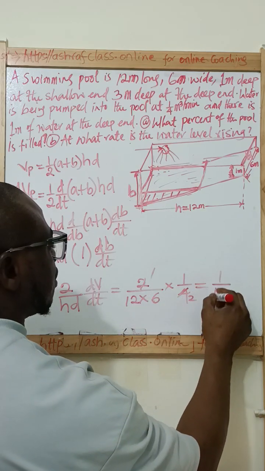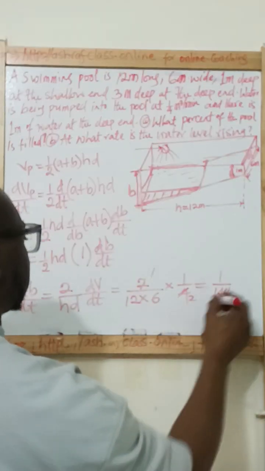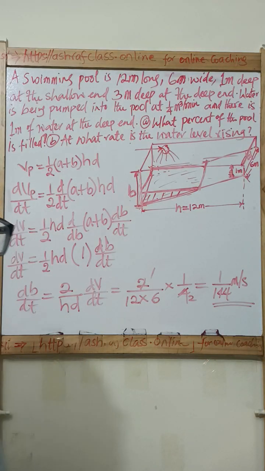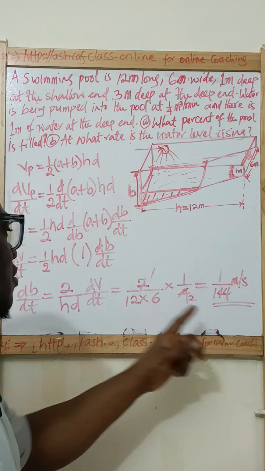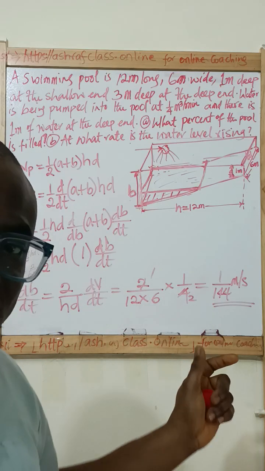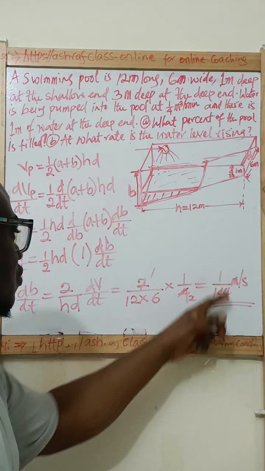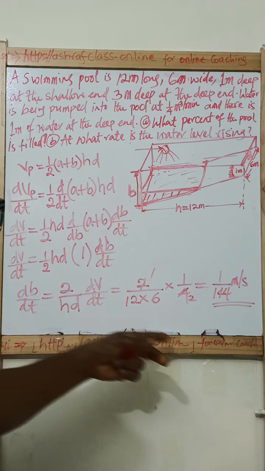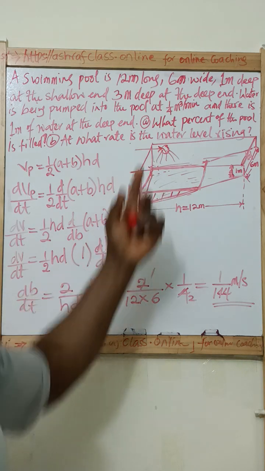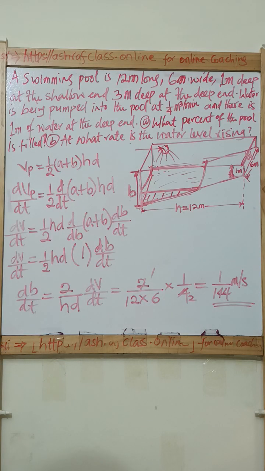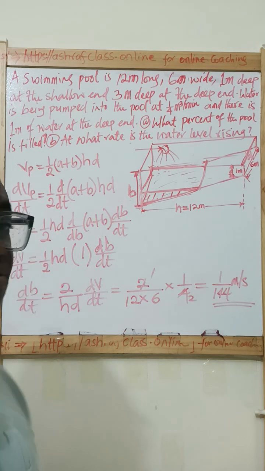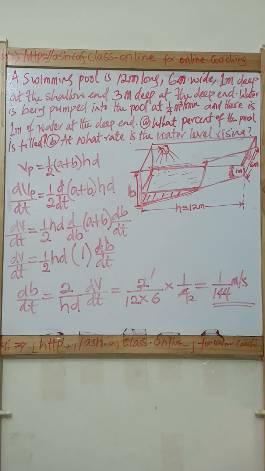So that will be 1 all over 4. Right? Meter per second. Okay? 1 over 4 meter per second, because 2 times 6 times 2 is 12. 12 times 4, 12 is what? 144. So it's 1 over 4 meters per second. So this is the rate at which this one is rising. Okay. So that is the solution. Okay. Thank you.